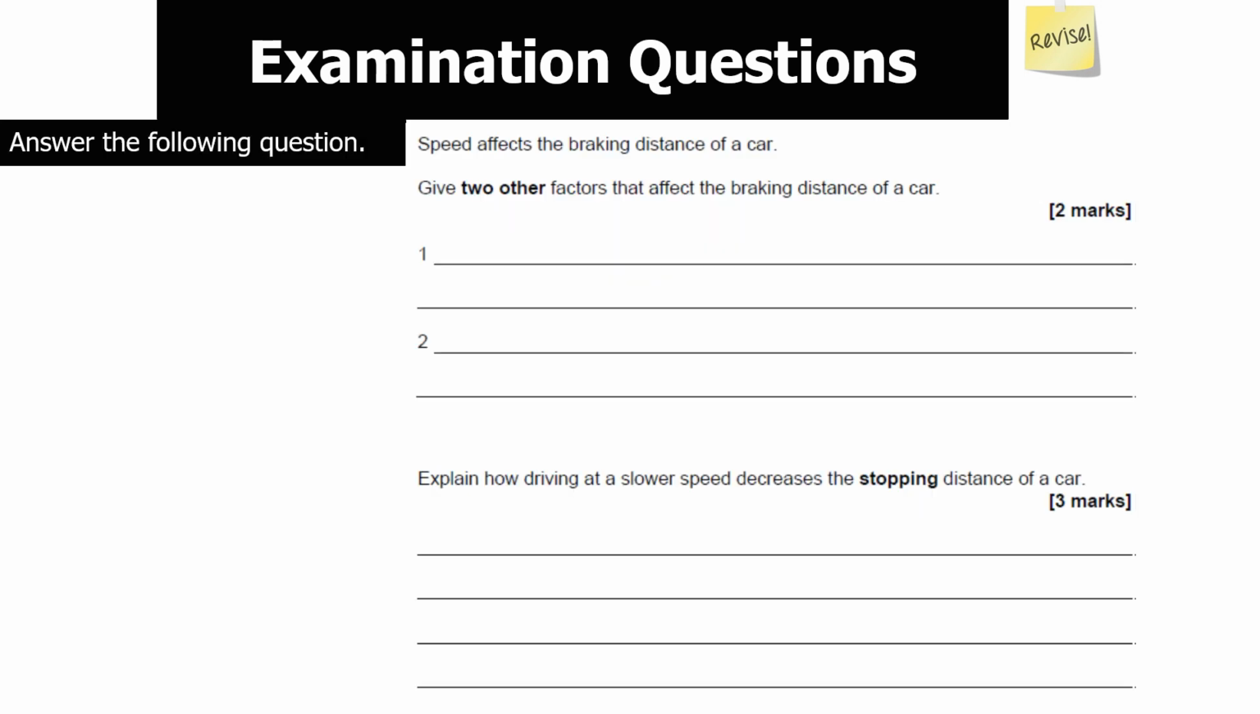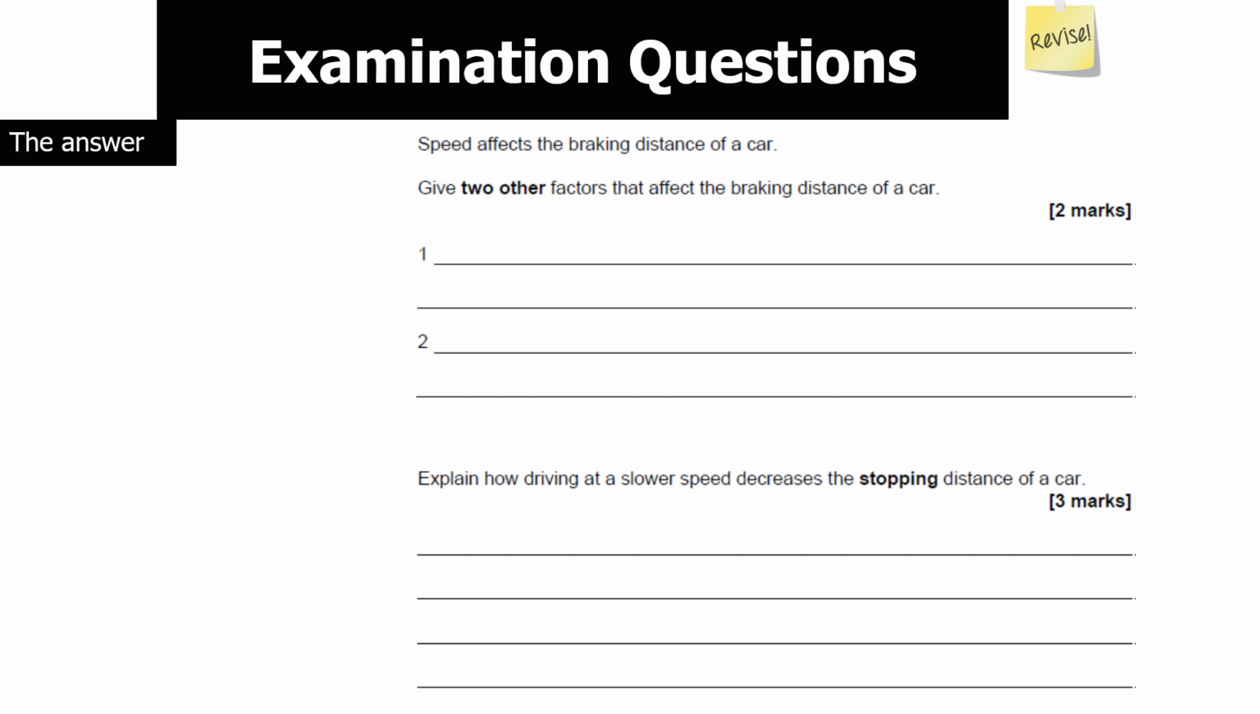The next question says, speed affects the braking distance of a car. Give two other factors that affect the braking distance of a car, and then explain how driving at a slower speed decreases the stopping distance of the car. So pause the video now, then unpause the video when you want to go through your answer.